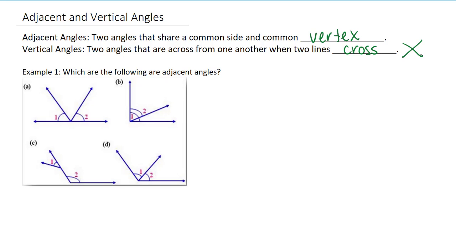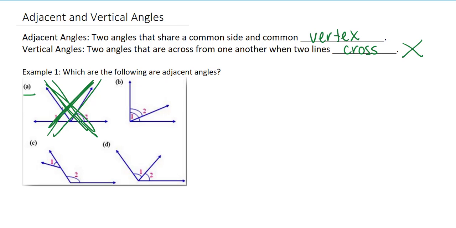Example 1. Which of the following are adjacent angles? Well, adjacent angles, to go back to the definition, are two angles that share a common side and a common vertex. So let's look at A here. Now, we have angle 1 and angle 2, and we notice they actually don't share a common side. They have two different sides. They might share a common vertex, but they do not share the same side, because there's a whole other angle in the middle. So this is a no.